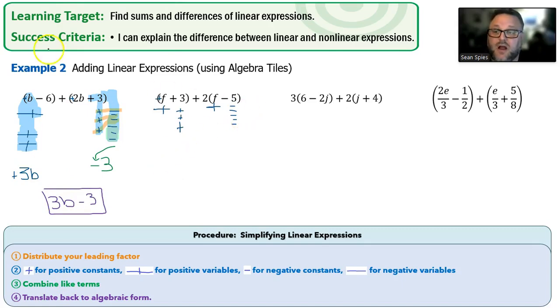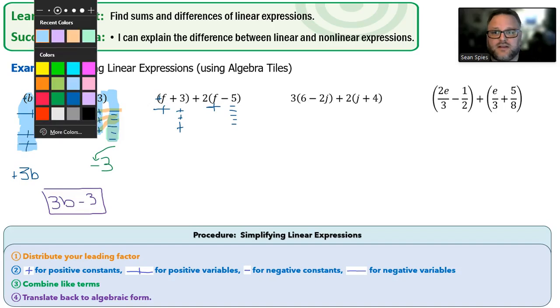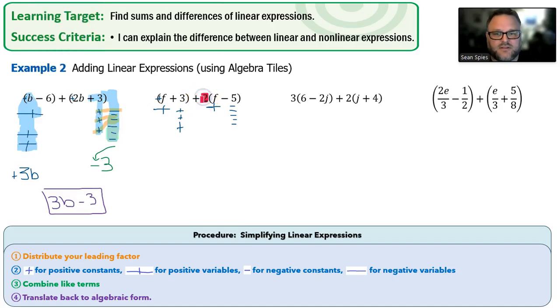As you can see, I've already started on the second example here, but something to take into account is this 2. It's telling us how many of what's in this group I have. So really it's telling me I have 2 of the same f's and 2 of the same negative 5's. So what I do here is I just double what I have.